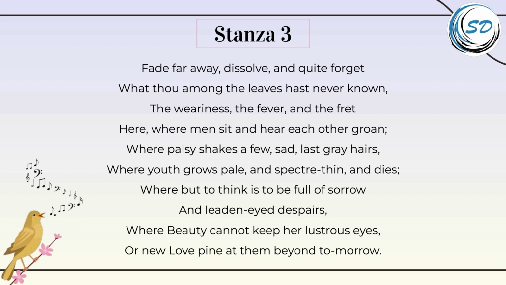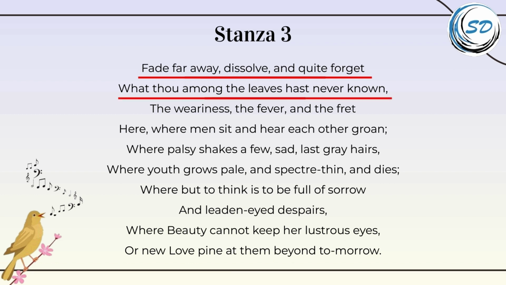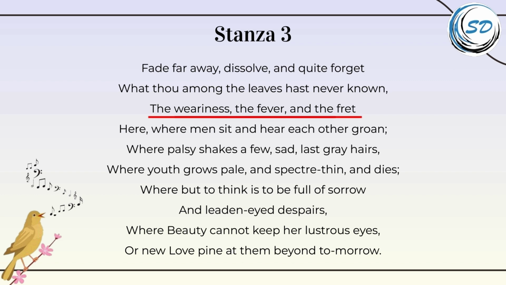In the third stanza, the poet elaborates on his desire to escape from the realities and burdens of human existence. He calls for a complete dissolution of his consciousness, asking to fade far away, and forget the trials and tribulations that the nightingale has never experienced among the leaves. Keats contrasts the nightingale's blissful existence in nature with the harsh realities of human life. He lists the sufferings of human existence, describing the weariness, fever, and anxiety that plague people in the world. The nightingale, unaware of these burdens, remains free from the sorrows experienced by humans.